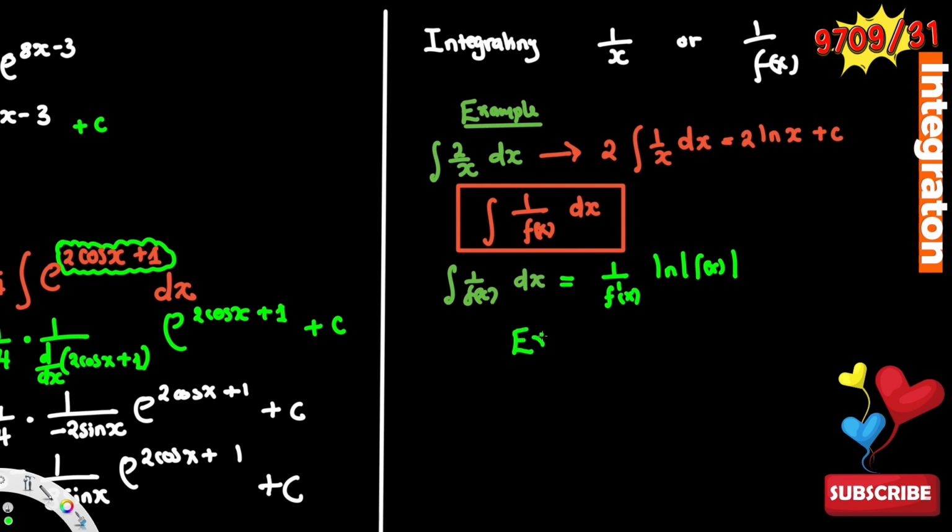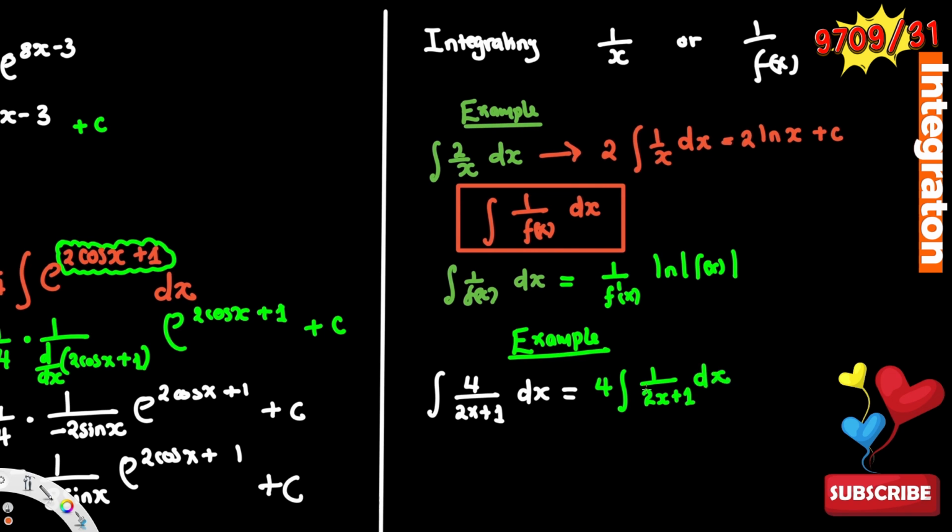So we're going to say in our example that if you have 4 over 2x plus 1, you see 2x plus 1 is a function of x. So how are we going to go about this? We're going to factor out 4 in the first place. 4 will go out. We remain with 2x plus 1. But since 2x plus 1 is a function, we find the derivative of this part.